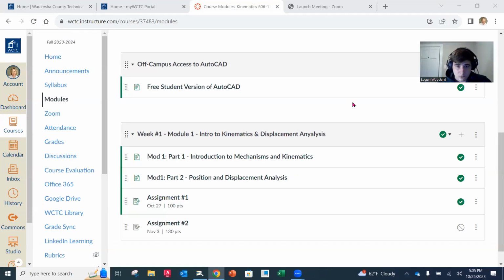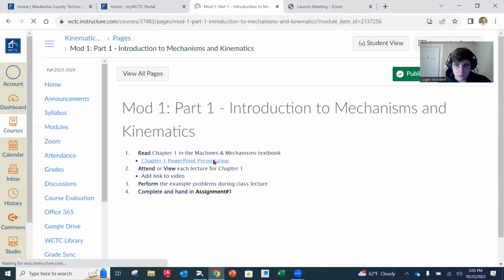Okay, so as we are in module number 1 here, we're going to click on module 1, and module 1 is going to pertain to chapter 1 in our machines and mechanisms book, and it's really going to be an introduction to mechanisms and kinematics. Additionally, our main focus there is actually two things. We're going to learn how to create kinematic diagrams, and then we're also going to learn how to calculate the mobility or the degrees of freedom for a mechanism once we have it together.